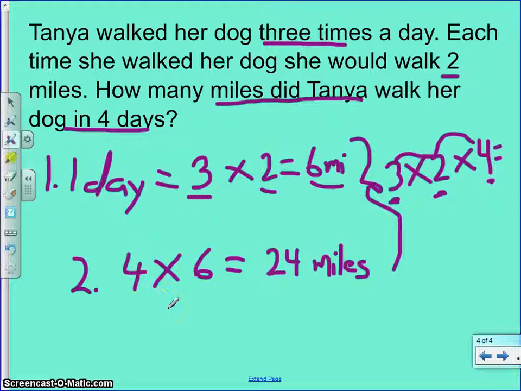Alright, hopefully you got this right. We're going to do a lot more word problems with multi-steps. Hopefully you read to understand the problem. What are they asking you? What's going on? How can you use the numbers to help you solve and answer the questions?